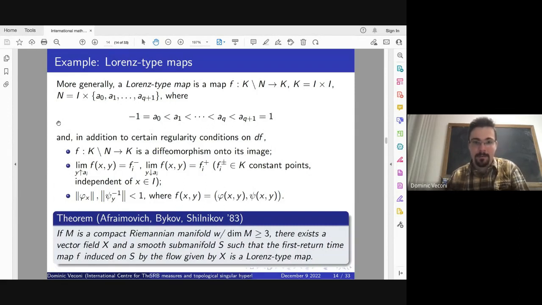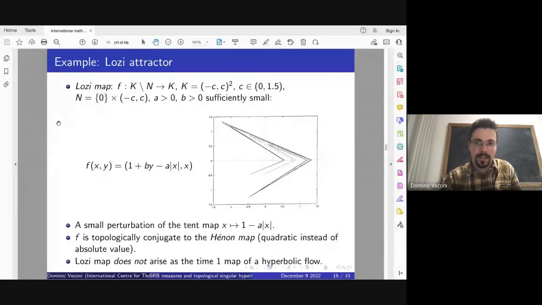So this is a result of Afraimovich, Bykov, and Shilnikov, who showed that if M is a compact Riemannian manifold of dimension greater than or equal to 3, then there exists a vector field and some smooth submanifold for which the first return map induced by your flow on this submanifold S is a Lorentz type map. So these are very common and ubiquitous examples of singular hyperbolic diffeomorphisms or singular hyperbolic maps. But not all singular hyperbolic maps arise as first return maps of flows. For example, the Lozi attractor is an example.